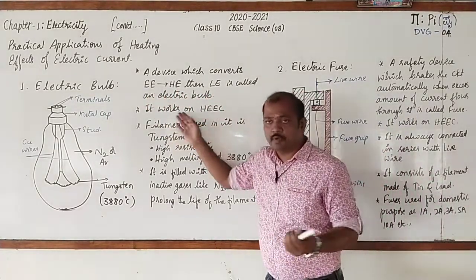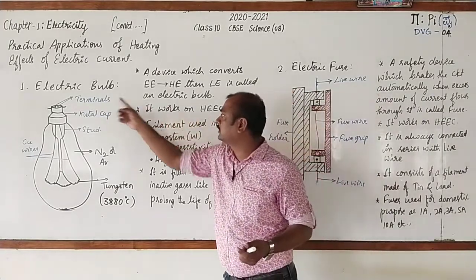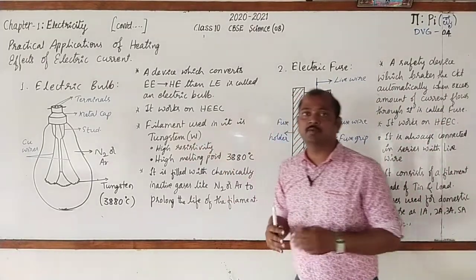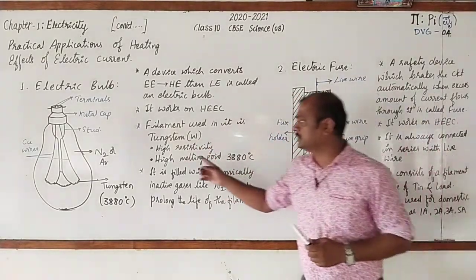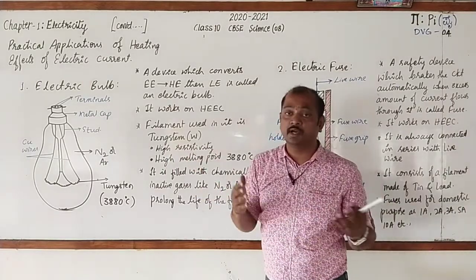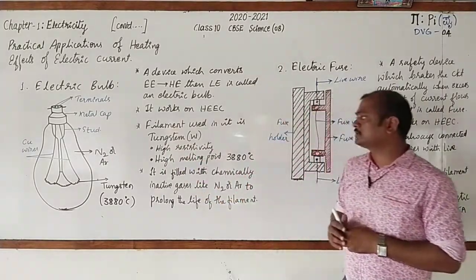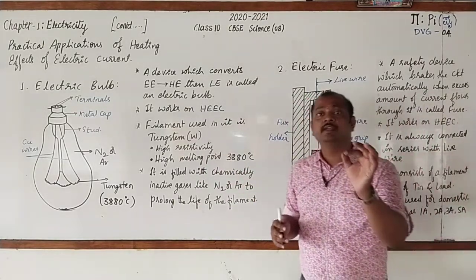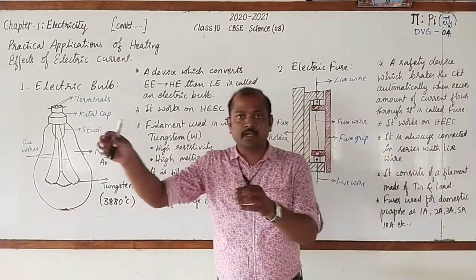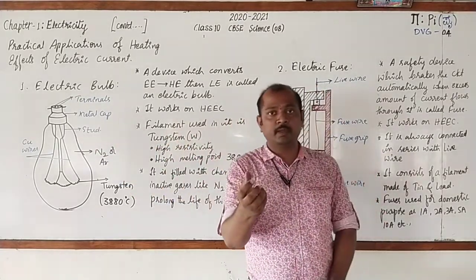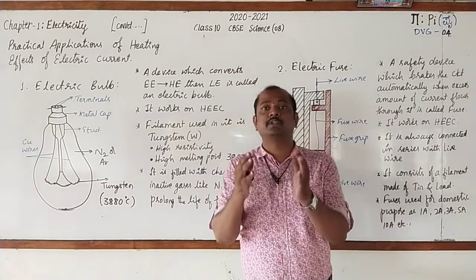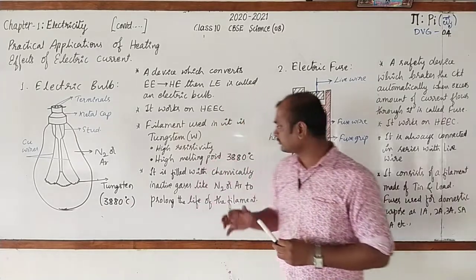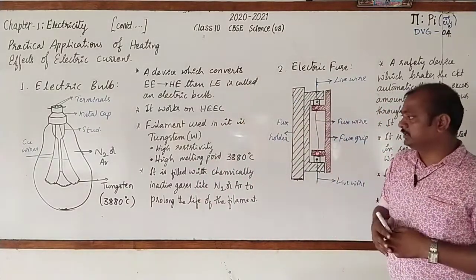Okay. And I have already told you, it works on the heating effect of electric current. What is the filament used? It is tungsten. What are the important properties of tungsten? It has high resistivity, nothing but high electric resistance. And second one is, it has a high melting point, about 3880 degrees Celsius. When electric current flows through an electric bulb, the filament in it heats up to a temperature of more than 1500 degrees Celsius. Then it produces light.